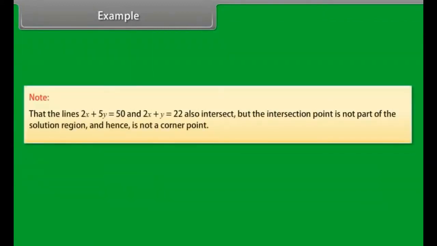Note that the lines 2x plus 5y equals 50 and 2x plus y equals 22 also intersect, but the intersection point is not part of the solution region and hence is not a corner point.